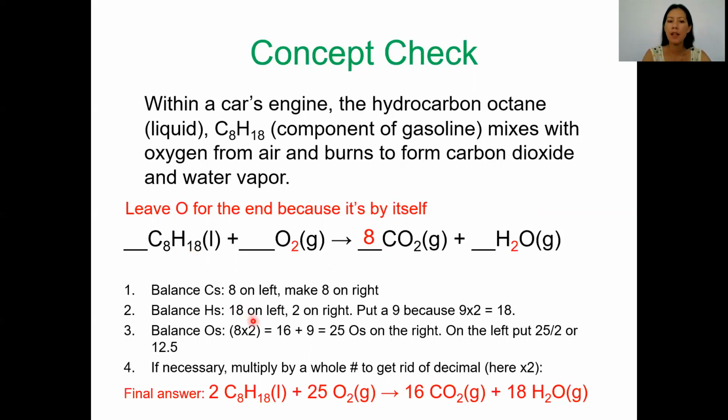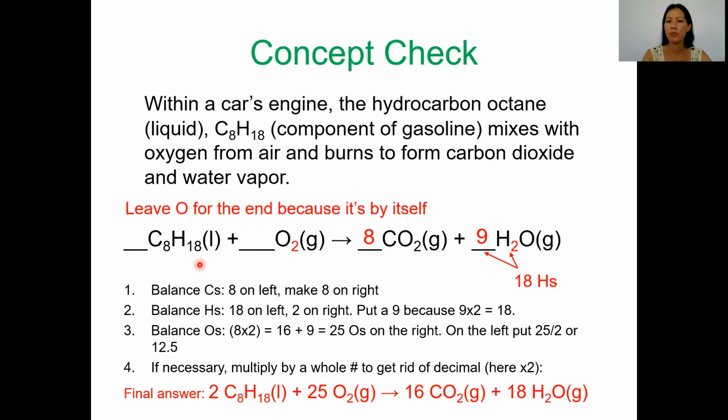I have 18 on the left and only 2 on the right. Water is a molecule with 2 H's and 1 O, so I need to balance it here. But whatever number I put here, I have to multiply by 2. So I need a number that's going to multiply by 2 to give 18. So that number is 9. 9 times 2 is going to give my 18 H's to balance the 18 on the left.